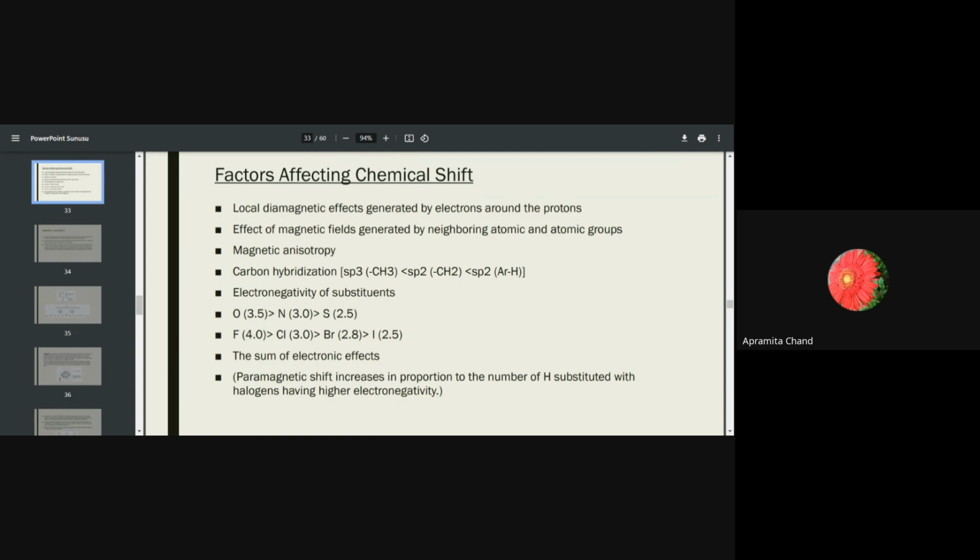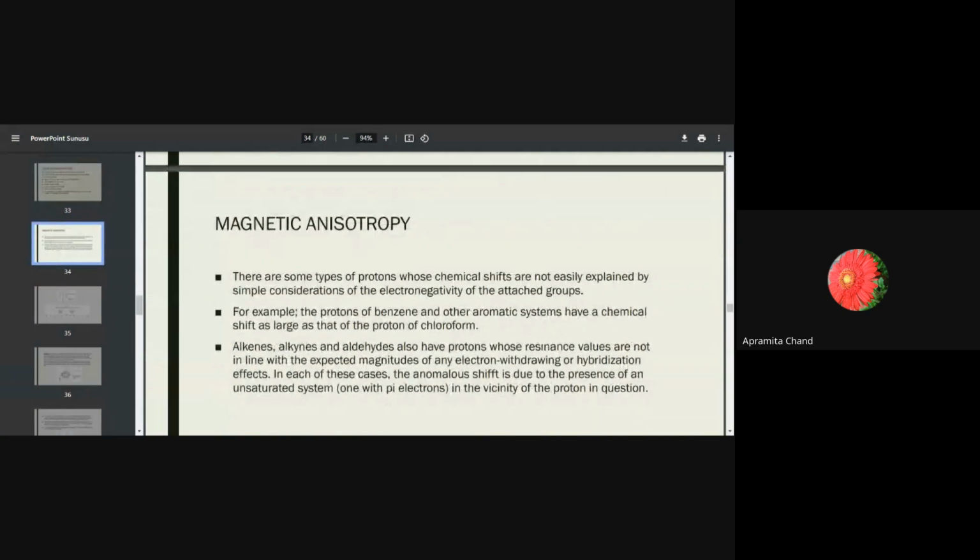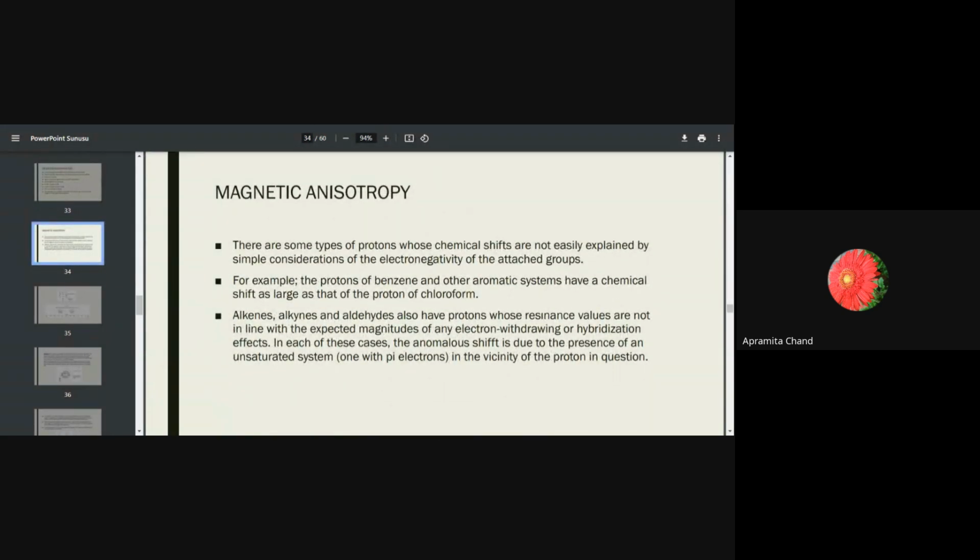So, anisotropy is essentially different properties generated by changing the axis or changing the geometry. The properties are not the same along all the axes, they're not the same along all the geometries. Along with the change in the geometry, the properties change as well. So what is magnetic anisotropy here? This is mainly affecting benzene.